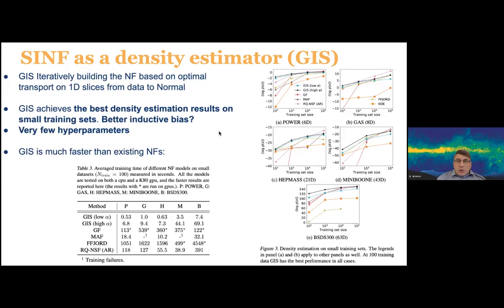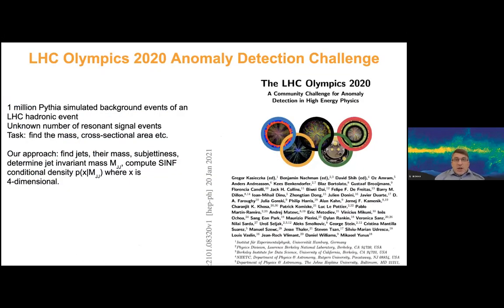Okay, so what can we do with this? One fun application is anomaly detection, and there was this competition, actually, a blind challenge that was organized by the first 3 authors of this paper, at the end of 2019 and beginning of 2020. This was the LHC Olympics. And the idea was to simulate a lot of background events, and then inject some signal, which they didn't tell us anything about, what it is. And you were supposed to figure everything out yourself. It was a completely unsupervised challenge.